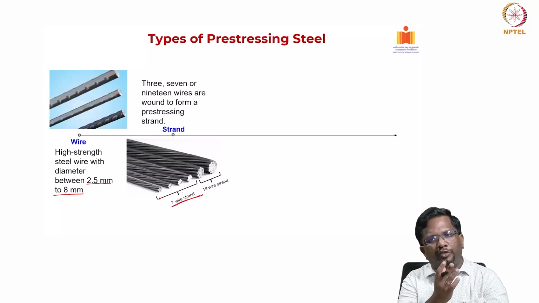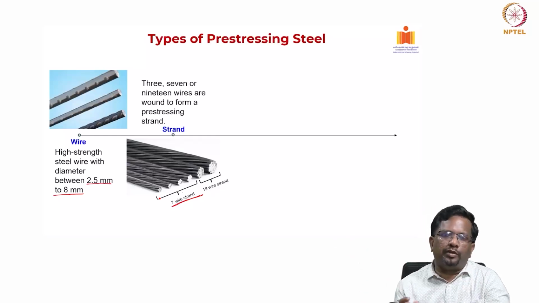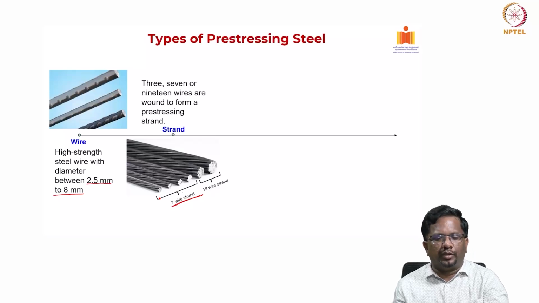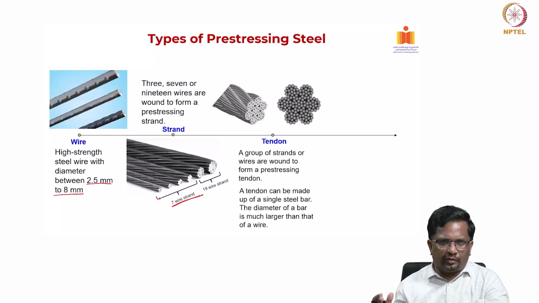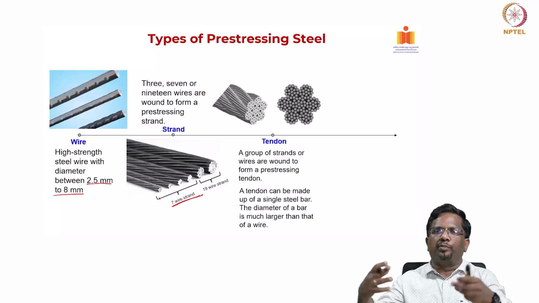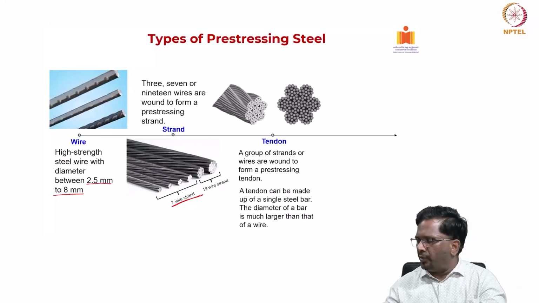So, you can do prestressing from one end to another end of the building in post tensioning. We have discussed what post tensioning is in the previous modules. Then we have tendon. So, what is tendon? You can say a group of wires is a strand. Now, when I put multiple strands together, you form a tendon. So, a group of strands or wires are wound to form a prestressing tendon.